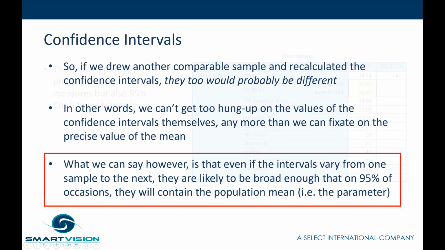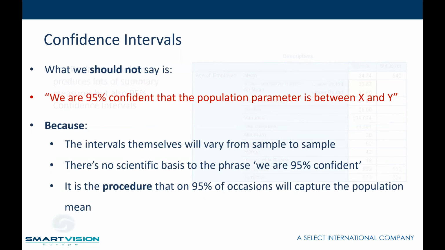In other words, we can't get hung up on the values of those confidence intervals themselves any more than we can fixate on the precise value of the mean. But what we can say is that even if the intervals vary from one sample to the next, they are likely to be broad enough that on 95% of occasions, the confidence intervals will contain the population mean, i.e. the true parameter value. What we should not say is we are 95% confident that the population parameter is between X and Y.